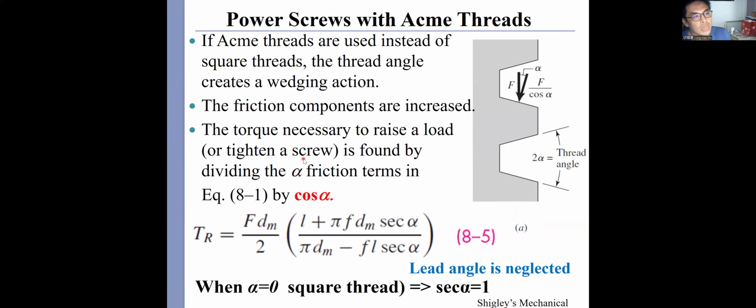Okay, so now let's look into the power screw with Acme thread. This is one question. The square thread and the Acme thread can both be used in the power screw, right? Both can be used for transmitting power. So which one has the higher efficiency? Is it the Acme thread or the square thread? Which thread can transmit higher power?